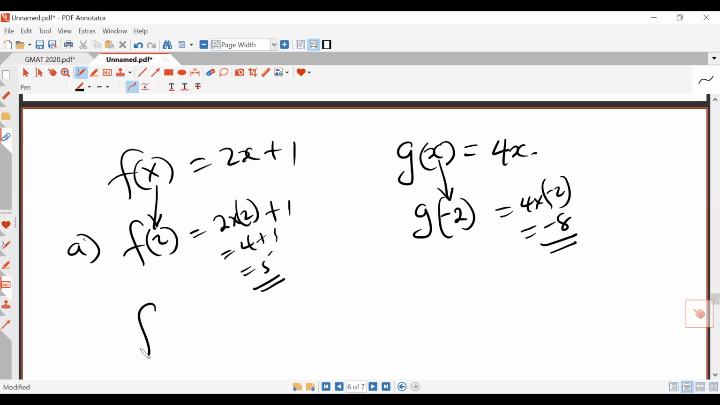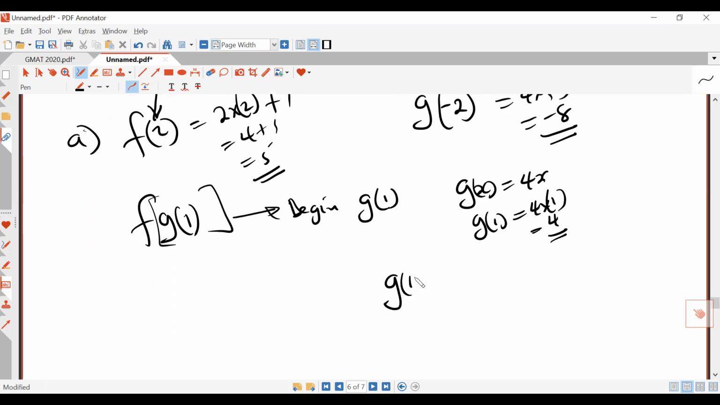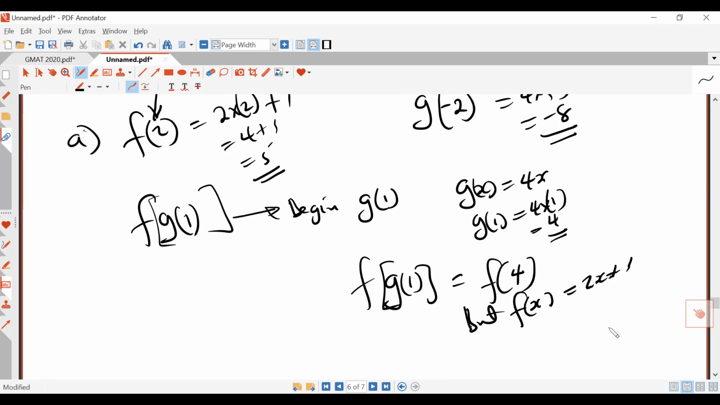Now, if we have f of g of 1, what do we do? You begin with g of 1. Our g of x is equal to 4x, so g of 1 is 4 times 1, which is 4. Which means f of g of 1 is the same as f of 4. Our f of x is 2x plus 1, so where there is x, we put a 4. This is 2 times 4, plus 1, which is 8 plus 1, which gives us 9.